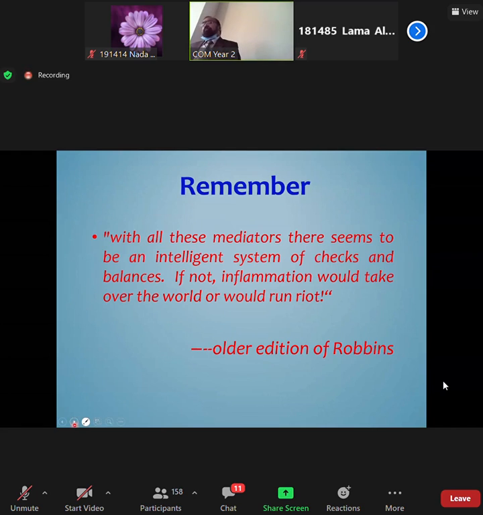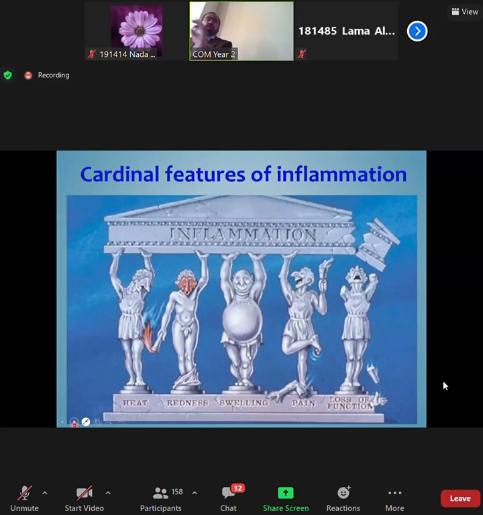So, you must remember with all these mediators, there seems to be an intelligent system of check and balance. As I said, if not, inflammation would take over the world and would run riot. So this is a good saying, and it is written in old books of Robbins, that there is always a check and balance, and in inflammation you need to have check and balance in each and every step. So this was all about chemical mediators.